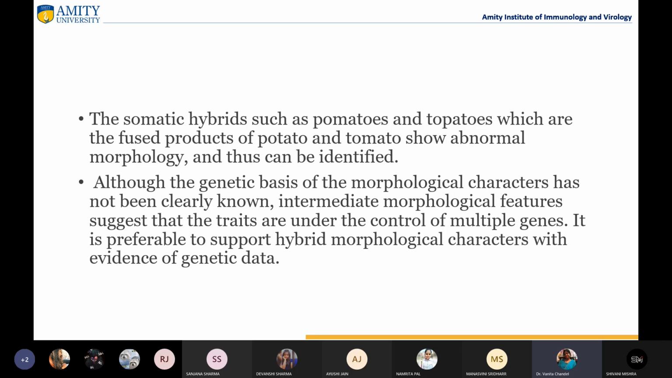Although the genetic basis of morphological characters has not been clearly known, intermediate morphological features suggest that traits are under control of multiple genes, right? We'll know that. It is preferable to support hybrid morphological characters with evidence of genetic data. So morphologically, we have seen that there are certain variations, there are certain combined characters, but then we'll need to verify this genetically also. We need to see the genetic makeup of the plant also in order to know that it is a hybrid.